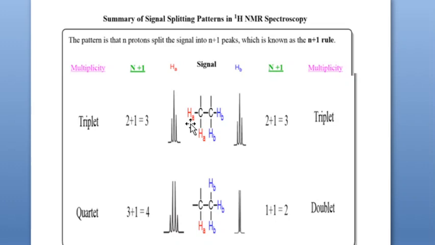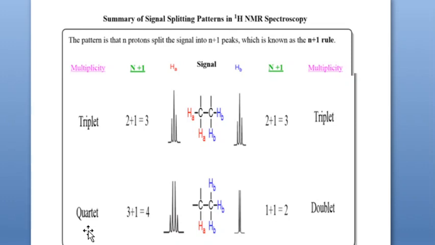So how many red hydrogens are there? 2. So the formula is 2 plus 1, the n plus 1 multiplicity rule. So you will get a triplet. Both the red hydrogens and the blue hydrogens will give you a triplet signal. Triplet and triplet. At what point? That depends on the compound, at what chemical shift value.